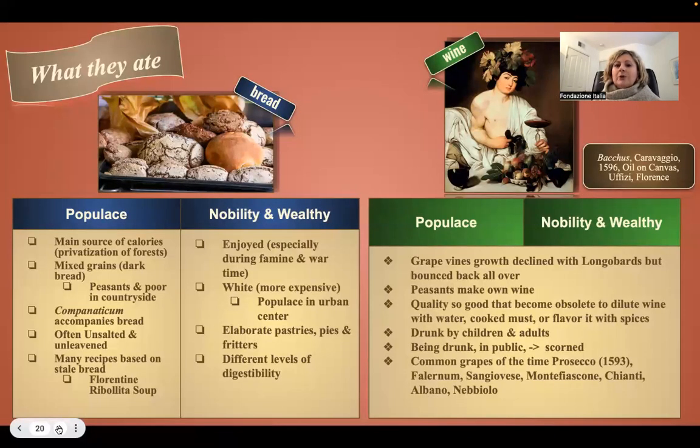One thing that was common to both classes, for everyone, was bread and wine. Bread for the populace and the poor was the main source of calories, especially after the privatization of forests. Bread was eaten even by the lowest of the lowest. For the poor, it was made with mixed grain, so dark bread, whereas for the nobility it was white, and the whiter, the more expensive.